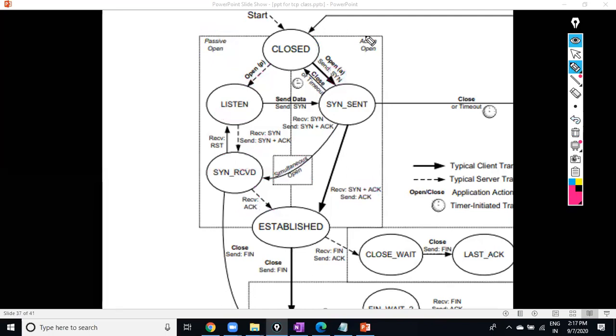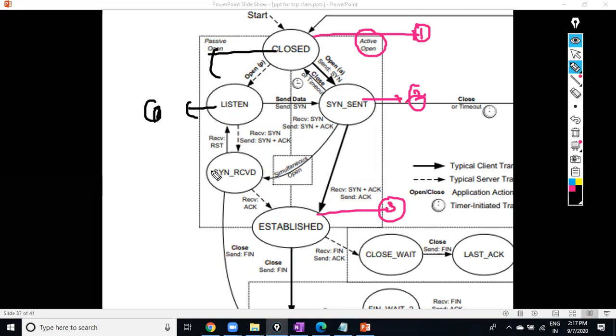So you can see on the active opener, we have three states overall: first closed, second SYN sent, and third established. But on the server side, there are four states. The first is the closed state, second is listen, third is SYN received, and fourth is connection established. So on the passive open side, we have four different states.